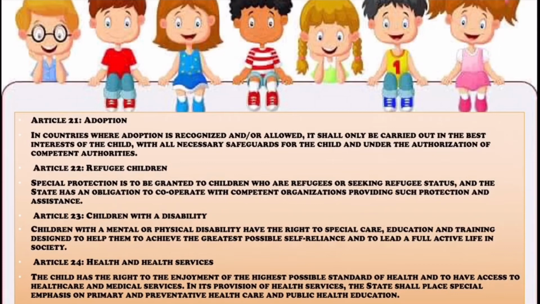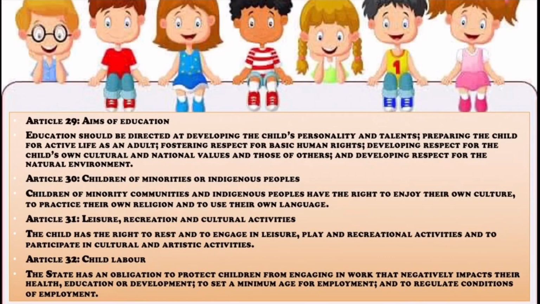In Article 28, education. In Article 28, state parties recognize the right of the child to education, and with a view to achieving this right progressively and on the basis of equal opportunity. In Article 29, aim of education. In Article 29, state parties agree that the education of the child shall be directed.